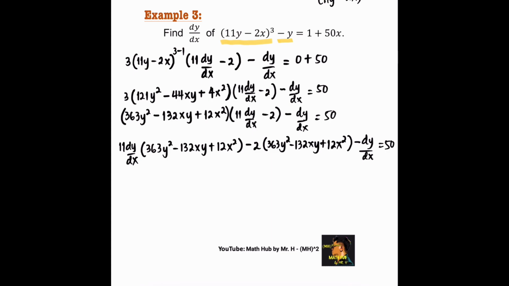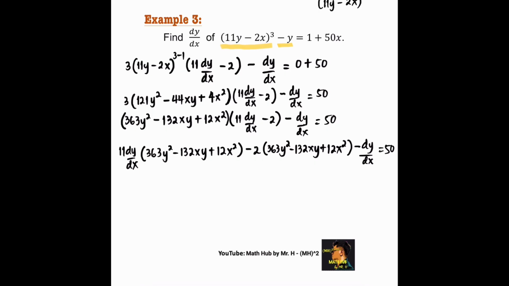So the next step we need to do is we need to put together the terms that have dy over dx, which are this term and this term. So we can keep them on the left hand side, and the rest of the terms that do not have dy over dx will be on the other side of the equation. So we just simply copy this and this one. So it's going to be 50 plus this whole thing.